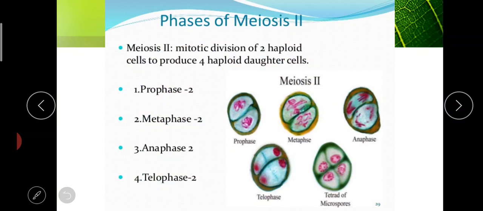Okay, so already we have two haploid cells there in the first phase. In meiosis 1 we produced two haploid cells. So those two haploid cells will be divided further in the homotypic division to give another two, totally four haploid cells will be formed. So this also consists of four phases: prophase 2, metaphase 2, anaphase 2 and telophase 2, along with cytokinesis 2.